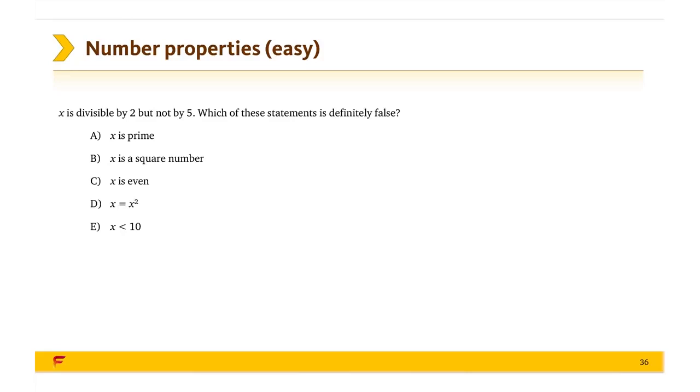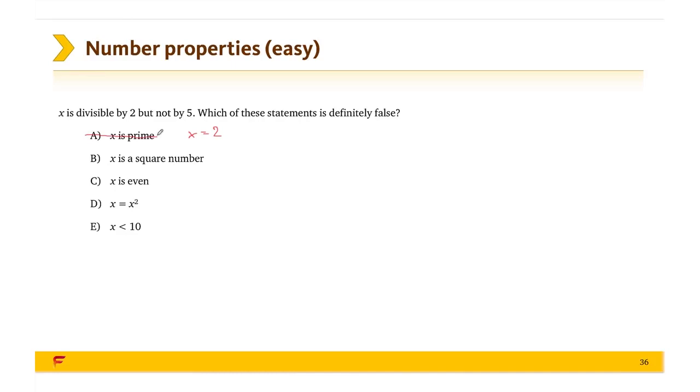X is prime. If X is divisible by 2 but not by 5, can it be a prime number? Yes, it can, if X is 2. 2 is a prime number. It is divisible by 2 but not by 5. So A is not false. A can be true. So A is not our answer.